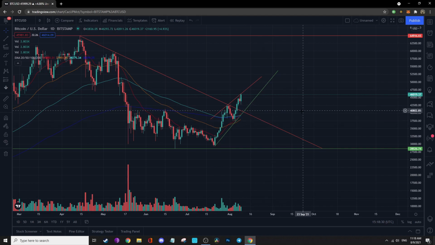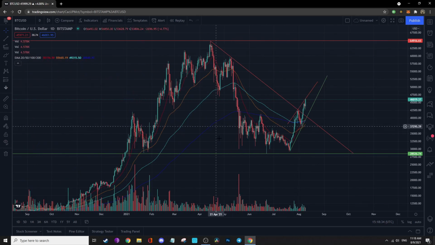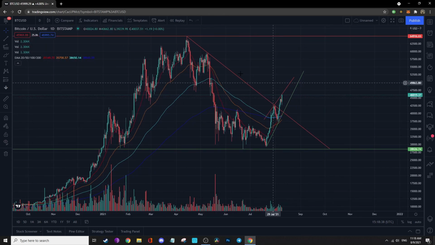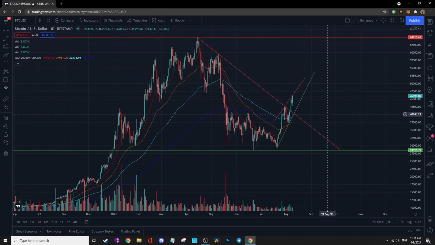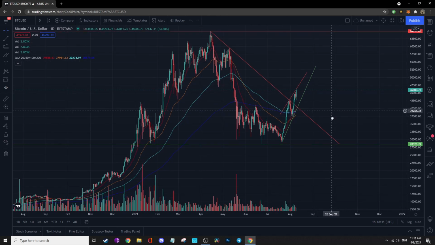And I'll show you all the patterns that I like to look for, but right now we're just looking at support and resistance. So that's just how you can use those tools. Once you're done with support and resistance, you're probably going to want to look at some technical indicators or even your Fibonacci. So let's go over the Fibonacci real quick.